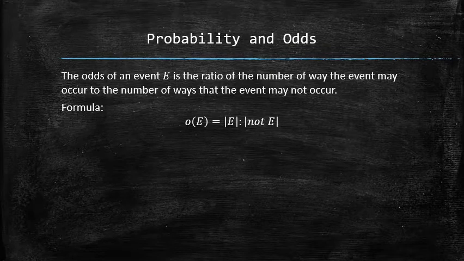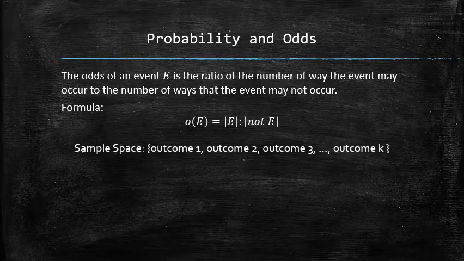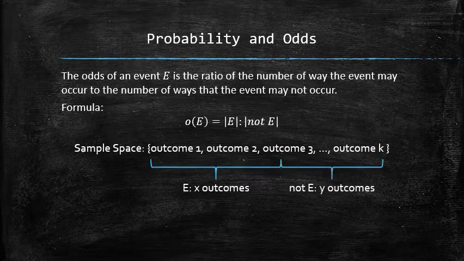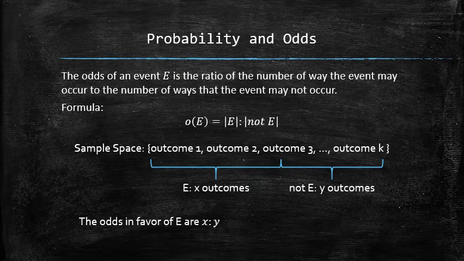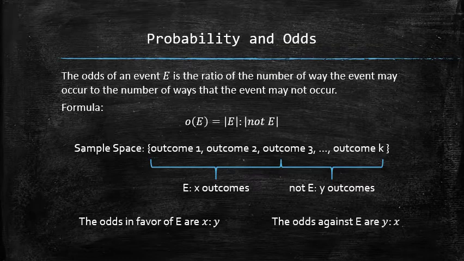Let's say we have an experiment with a known sample space, and event E is defined by a list of X outcomes from the sample space. Then the remaining Y outcomes are not used in the definition of E and can be referred to as not E. We say the odds in favor of E are X to Y, and we write X colon Y. And we say the odds against E are Y to X, and we write Y colon X.